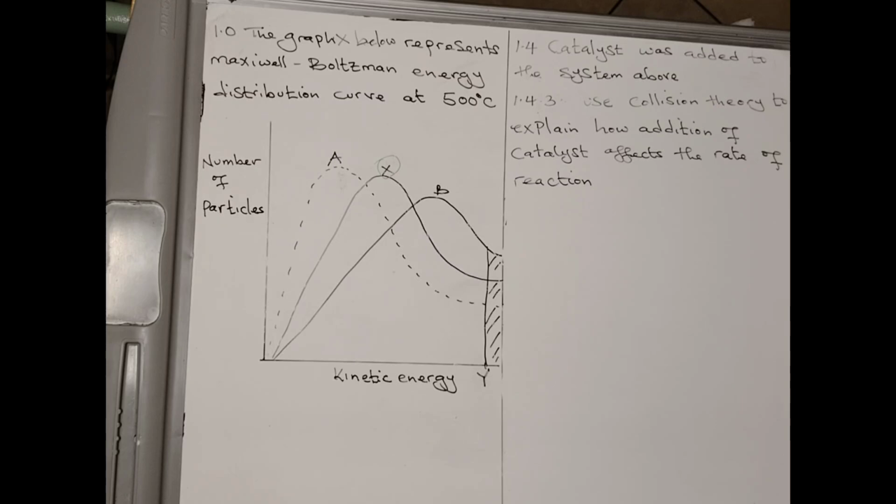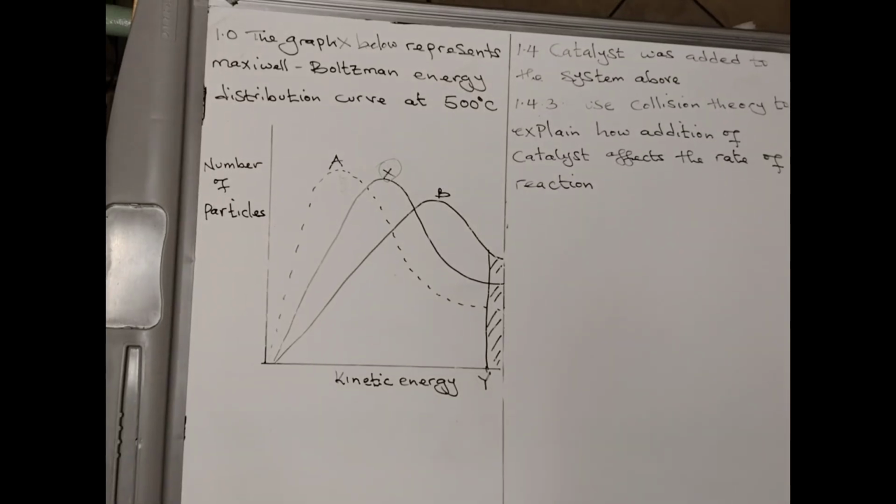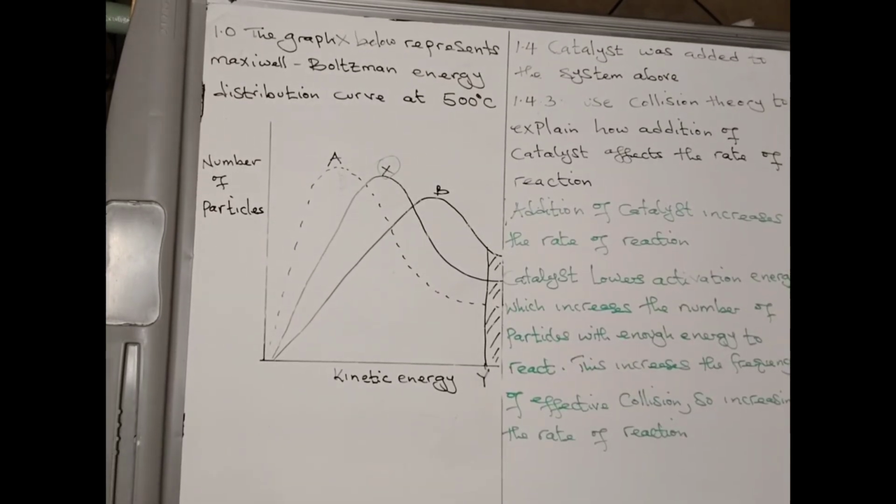So let's put that one in writing. Addition of a catalyst increases the rate of reaction. That one is known. Catalyst lowers activation energy, which increases the number of particles with enough energy to react. This increases frequency of effective collision, so increasing the rate of reaction. So let us look at the next question.